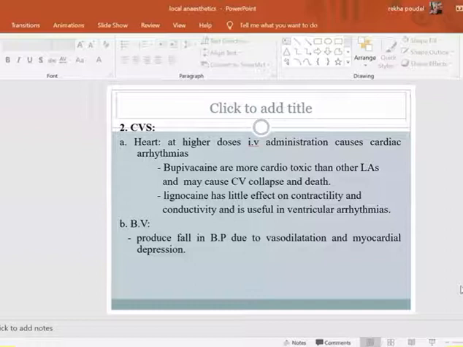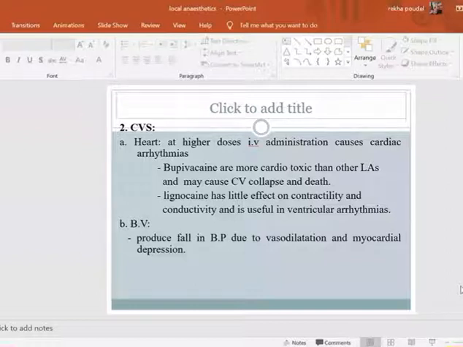Now coming to blood vessels, lignocaine produces a fall in blood pressure due to vasodilatation and myocardial depression. That's why a patient may have hypotension when they are given local anesthetic drugs.